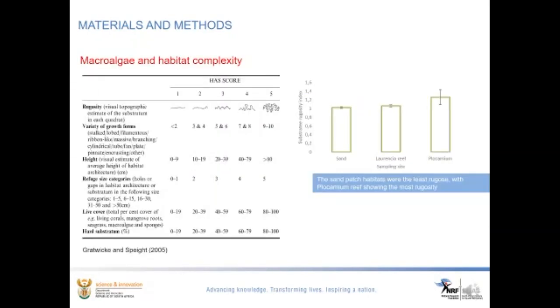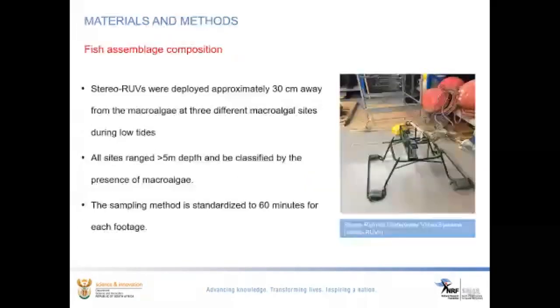In order to assess the fish assemblages within each habitat patch, we used stereo rafts. I measured complexity using the habitat assessment score. The sand patches are the least rugose, and the Prochemium reef has the most rugosity. Preliminary results show that species richness increases with higher complexity.